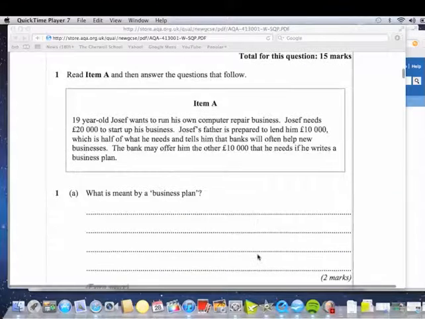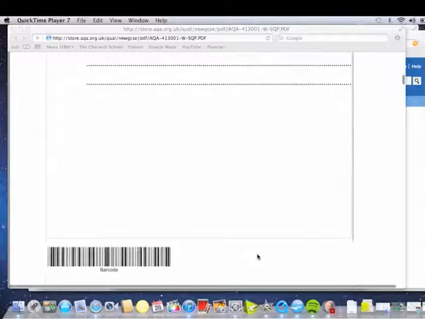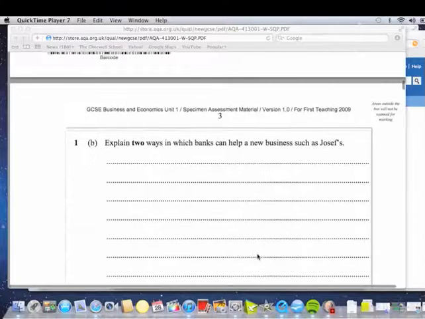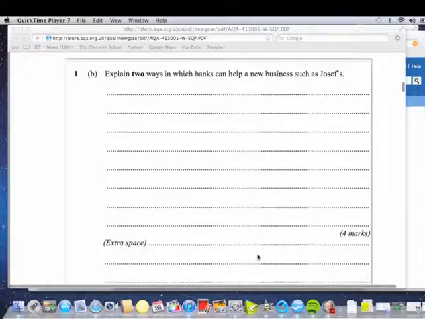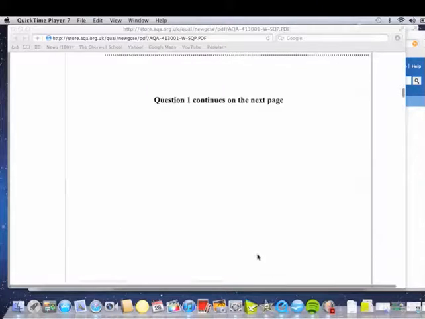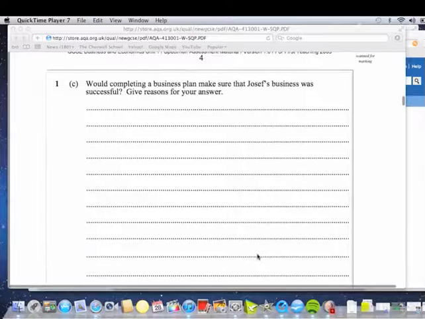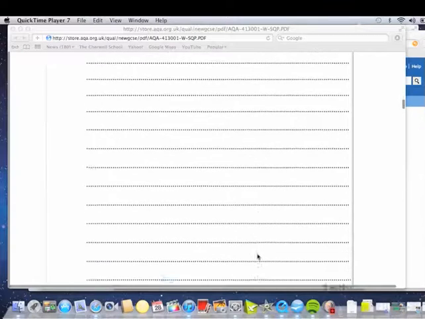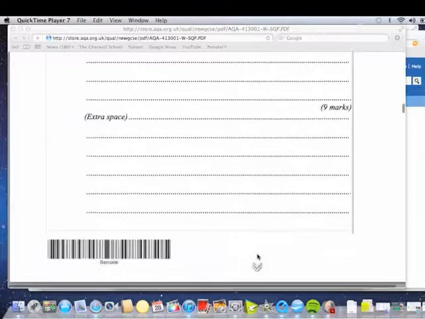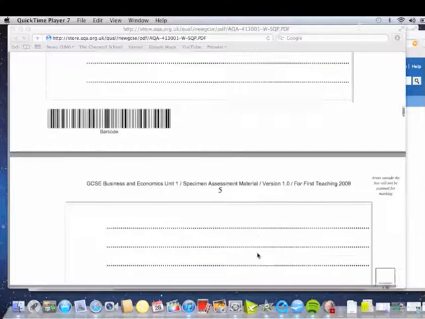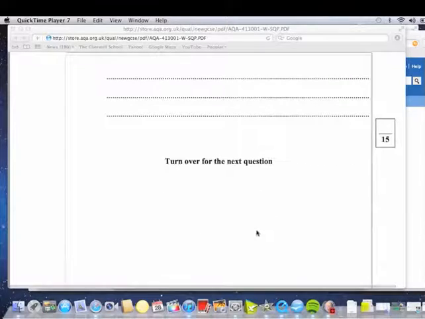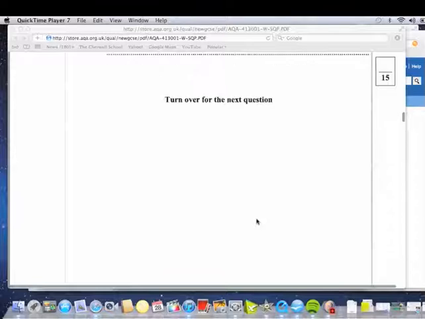And you're glancing through this and you kind of just sort of saying, right, starting up a business plan, how can banks help? Business plans again, what is a business plan? How useful can they be? There's the 9-marker. There is this extra space which you could use, you don't have to. Remember, it's quality rather than quantity.